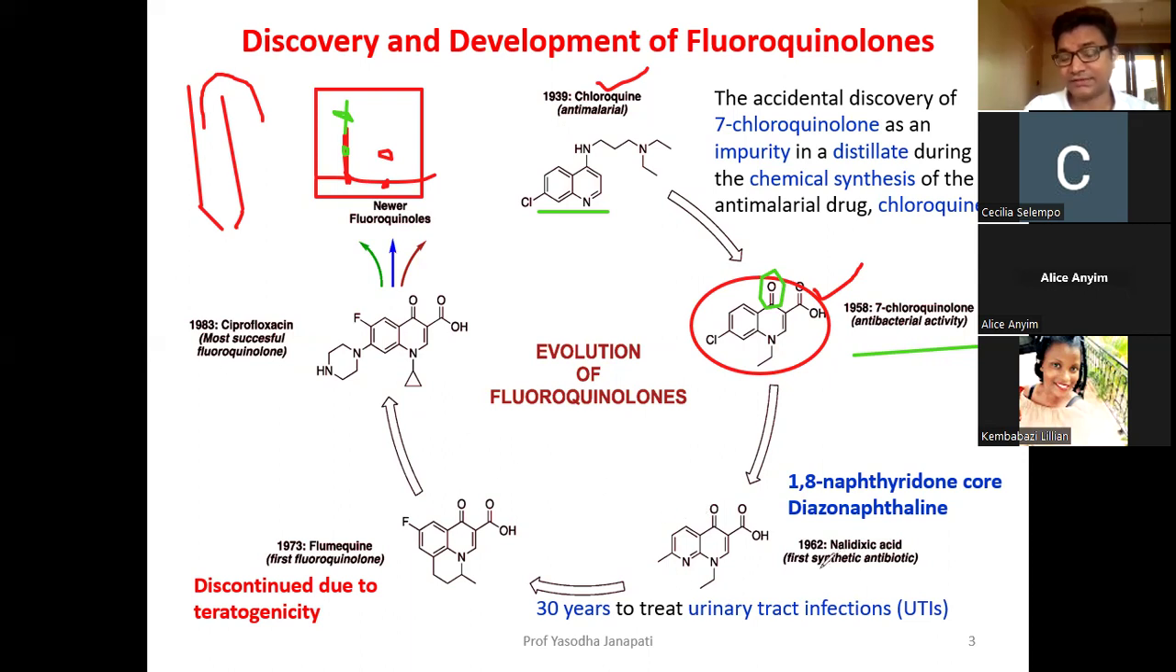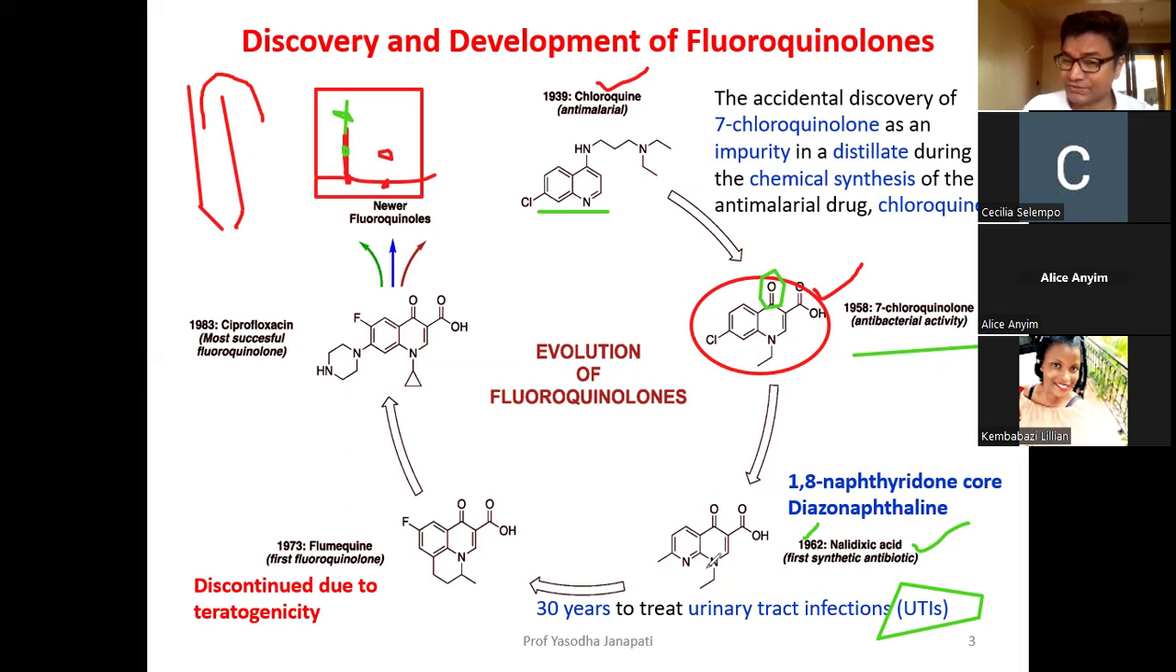When they did further research to get a better drug, we got nalidixic acid, which is a very good drug even till today. It was discovered in 1962. Even till today, we are using nalidixic acid in the treatment of urinary tract infections. It is still used after the last 30 years, we can say 50 years also. Maybe they may use other drugs, but we can still use nalidixic acid for urinary tract infections.